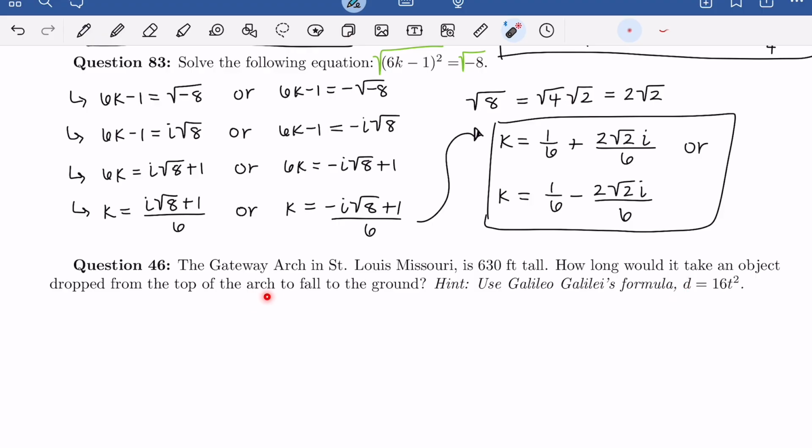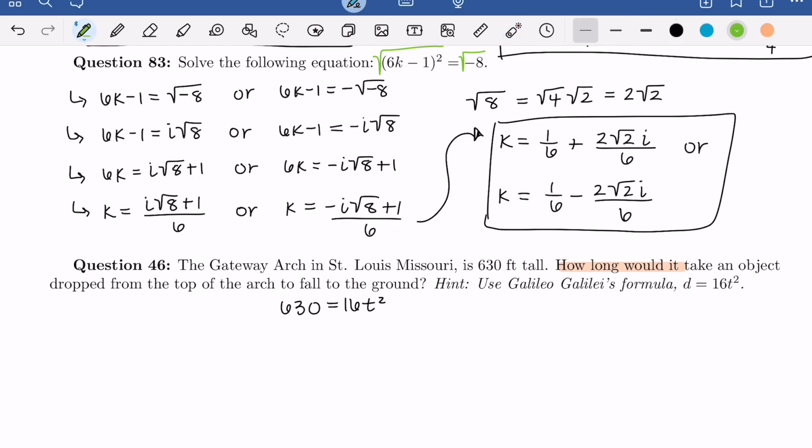In this formula, d is going to be the distance. So if we were to drop something from the top of this 630 foot tall arch, that means the distance from the top all the way to the ground is going to be 630 feet. So all we have to do is plug that into our formula. We're going to have 630 equal to 16t squared. Now the whole point of this question is we want to figure out how long it would take. So we're trying to solve for t.